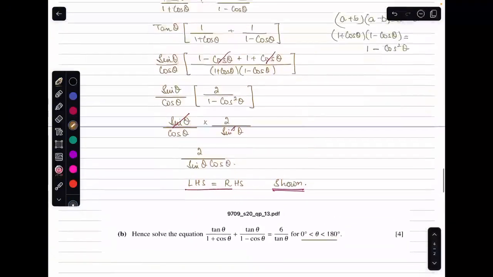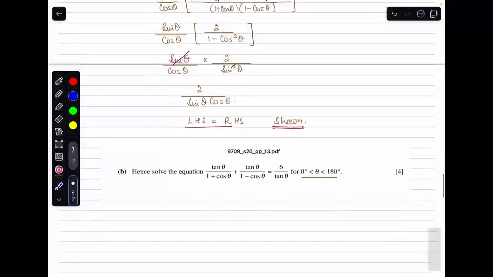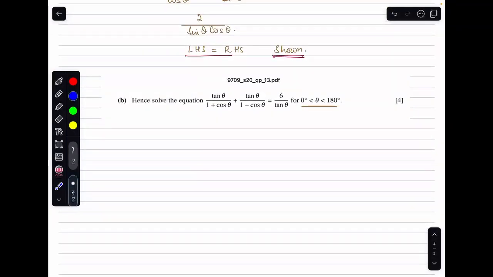Now in the first part, we have shown that tan theta over 1 plus cos theta plus tan theta over 1 minus cos theta was equal to 2 over sine theta cos theta. So using the identity from the first part of the question, I am just going to write this as 2 over sine theta cos theta, and this then shall be equal to 6 over tan theta.